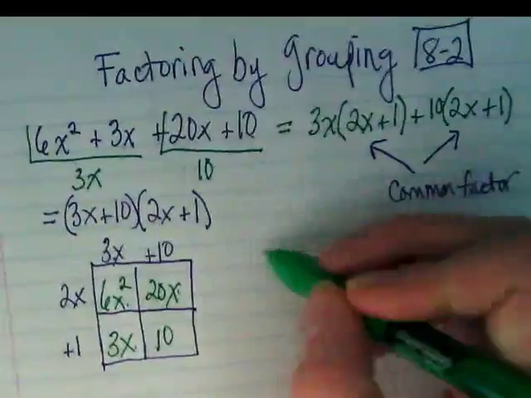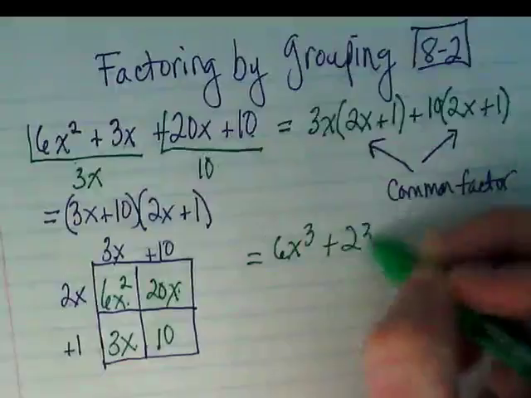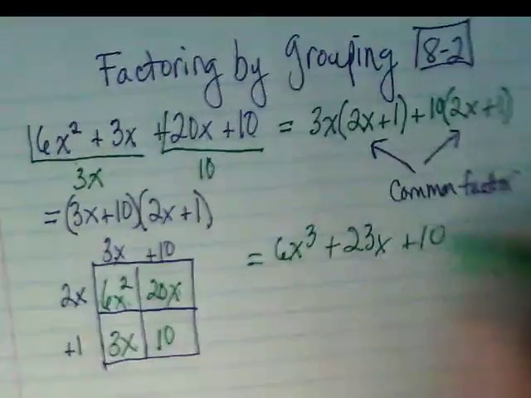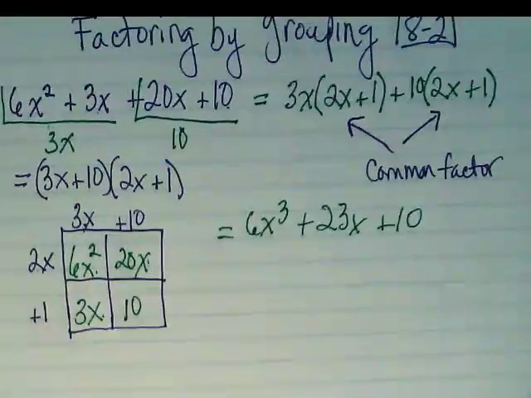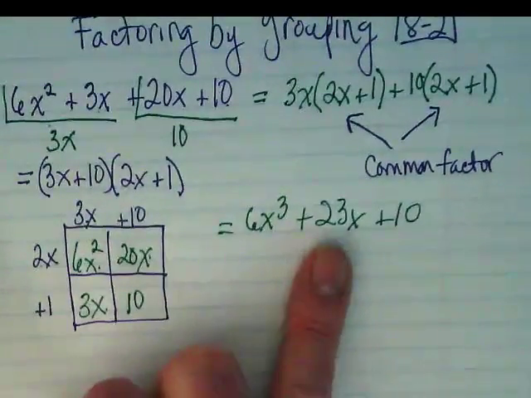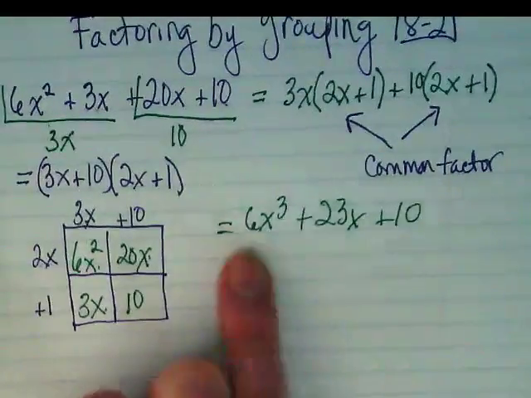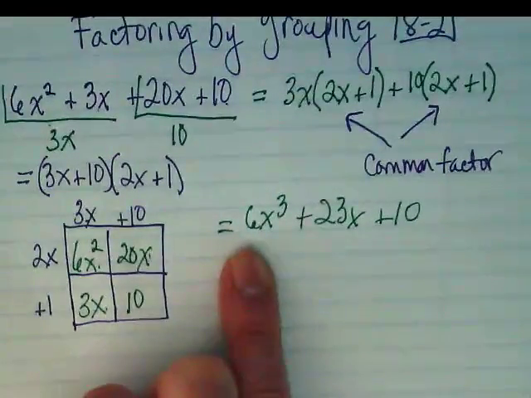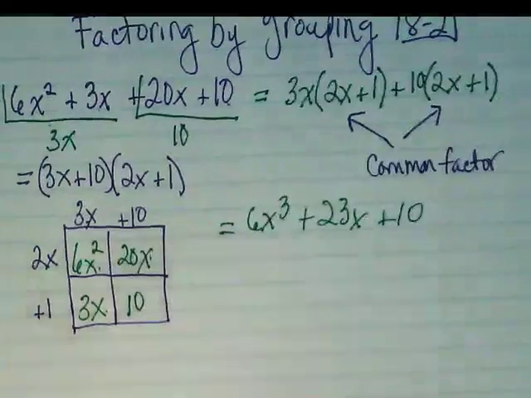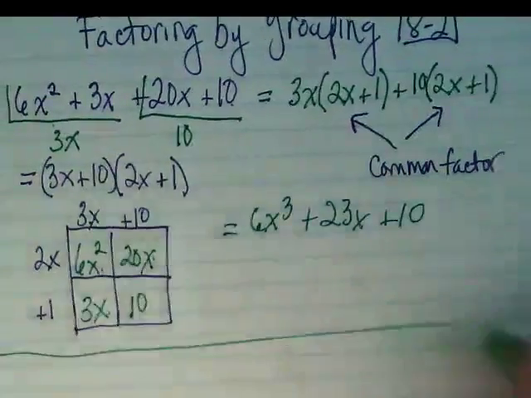Okay, when this was originally written, it was like this. But to show it to you guys, I broke up this 23x so that I knew that the 20 would go with the 10 and the 3x would go with the 6. Okay, so I'm going to write one this time where I'm not doing that breaking up first for you. Let's do it together.